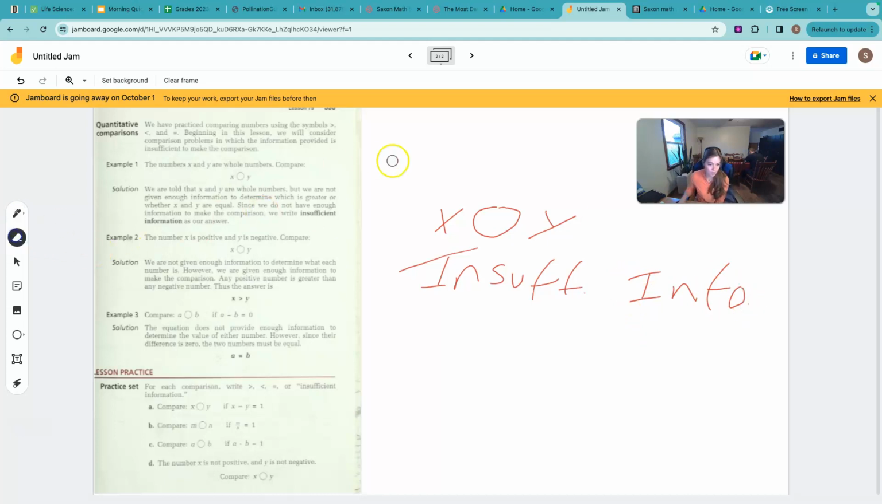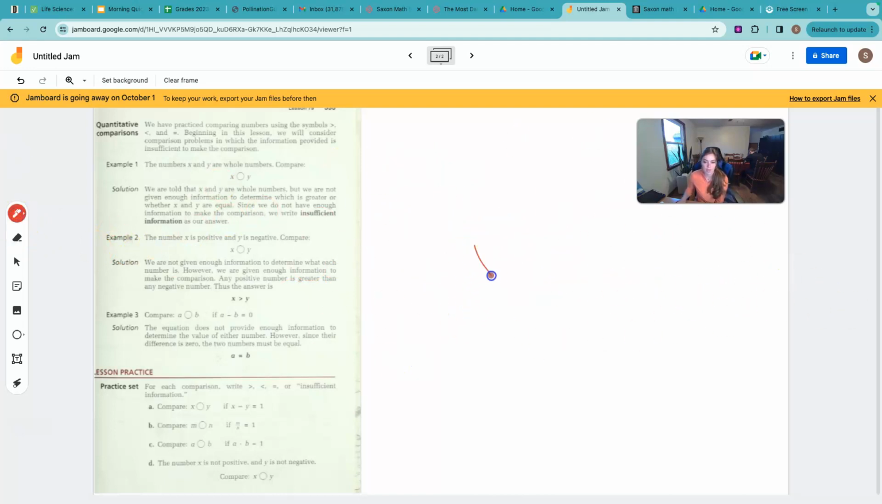Now, let's look at a scenario where we could solve it. So we were given something like this, X and Y, and the information in the problem said X is a positive number, so X equals positive, and Y is a negative number. So we can still write in a comparison here. We have enough information, because even though we don't know what the number is, we know that X is a positive and Y is a negative. Positive numbers are always greater than negative numbers. So we would draw our alligator greater than sign pointing towards the X. So we do have enough information to solve that one.